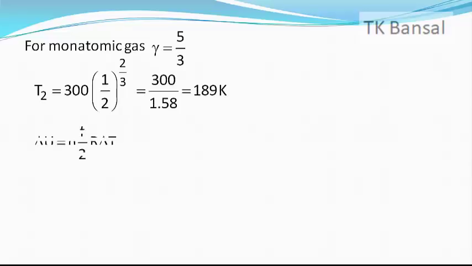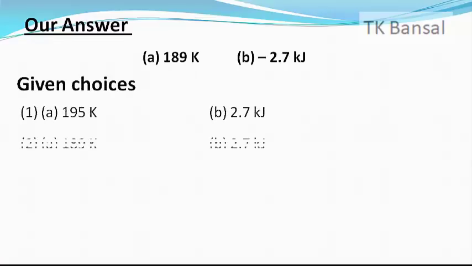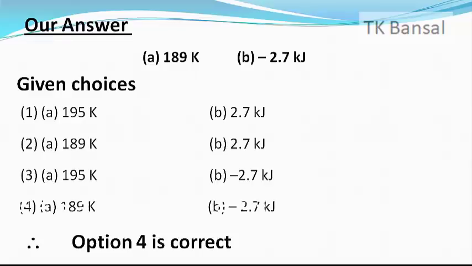Now, the change in internal energy delta U is equal to n into f by 2 R delta T, where n is the number of moles of the gas and f is the degrees of freedom for the given gas, or delta U is equal to 2 into 3 divided by 2 into 8.314 into (189 minus 300), which gives me minus 2.7 kilojoules. So my answer is 189 kelvin and minus 2.7 kilojoules, which matches with the fourth choice in the given question.